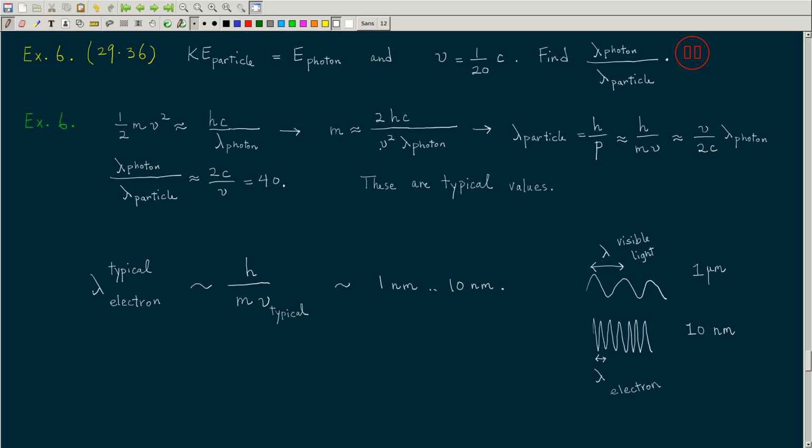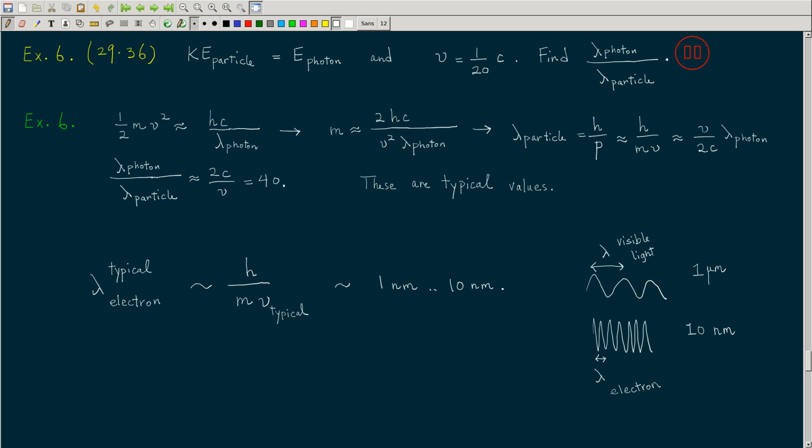you can find, using the mass, the momentum p, and using the momentum you can find the lambda of the particle, the de Broglie wavelength, h over p, h over mv, which becomes v over 2c lambda photon. So the ratio between the photon and particle wavelengths is 2c over v, which is 40. You know that c over v is 20, so 2 times 20 is 40. These are actually the typical values.